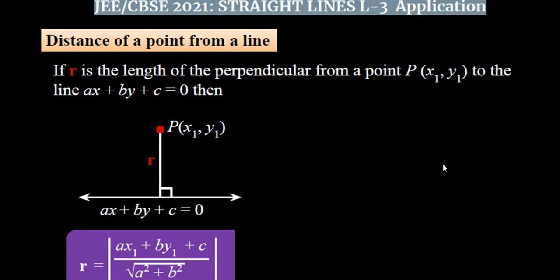Distance of a point from a line. If r is the length of the perpendicular from a point P(x1, y1) to the line ax plus by plus c, then the length of the perpendicular is given by the formula r is equal to modulus of ax1 plus by1 plus c divided by root of a square plus b square. Derivation is not necessary. How to apply the formula, that is very important.